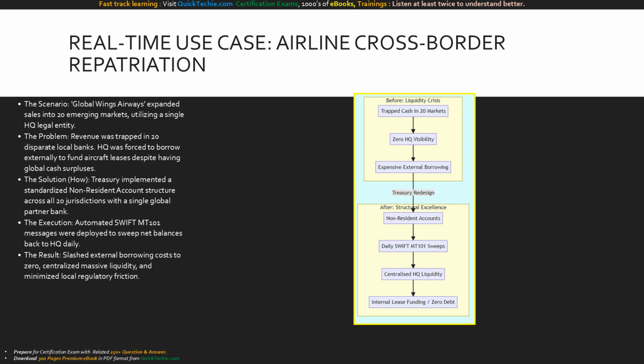How did we solve this? The Treasury team completely re-architected the banking setup. They implemented a standardized non-resident account structure across all 20 jurisdictions, partnering with a single global bank capable of offshore hosting. The execution was flawless. They deployed automated Swift MT101 messaging to physically sweep net balances back to HQ at the end of every business day. The result transformed the balance sheet. They slashed their external borrowing costs to zero, centralized massive liquidity for investments, and completely bypassed the legal friction of setting up 20 local subsidiaries.